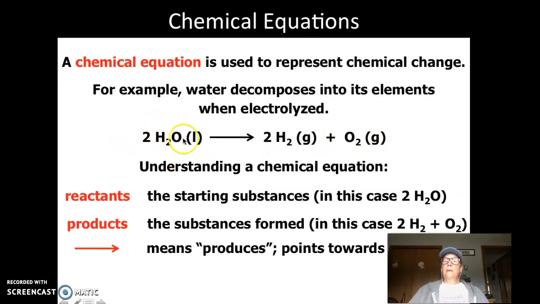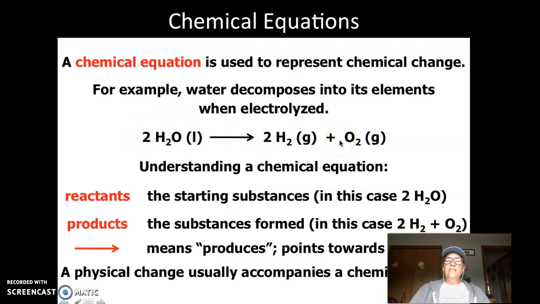So this is my reactant and these are my two products. You can have 7 reactants and 4 products. It doesn't matter the numbers, but this represents a chemical change or a chemical reaction. The arrow, if I was reading this, I would say water yields hydrogen gas and oxygen gas. Okay, so the arrow means yields. It means produces. It's what breaks it into the two parts. Here's the reactant and here's the product.